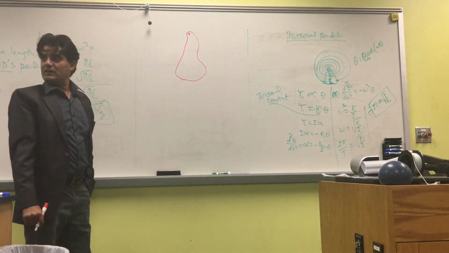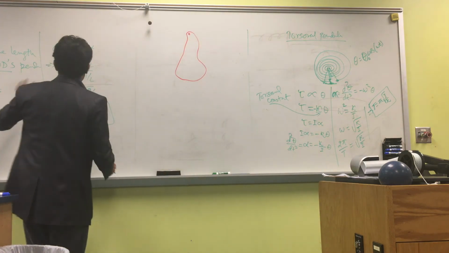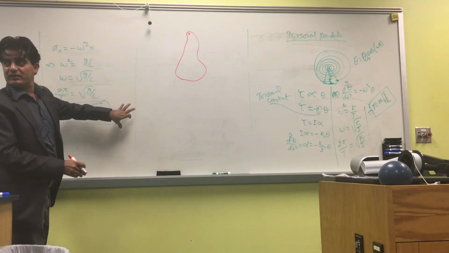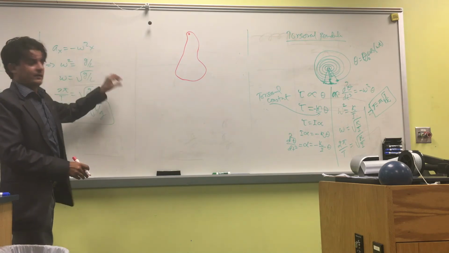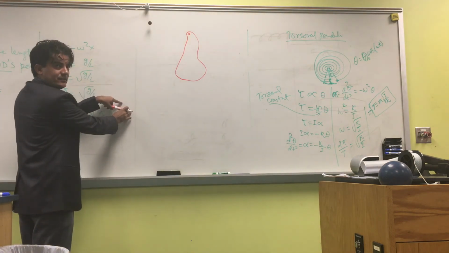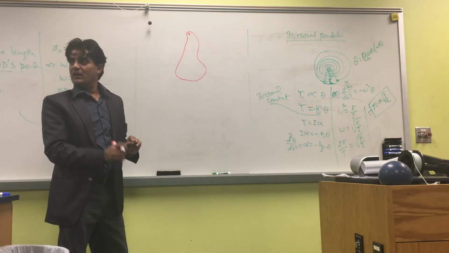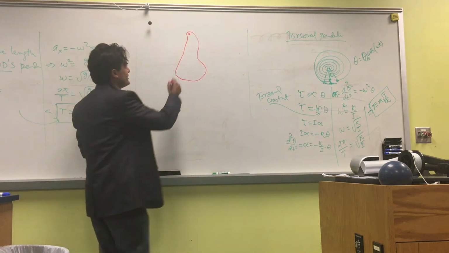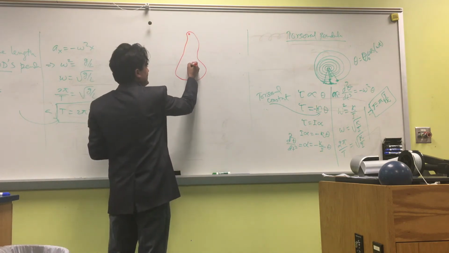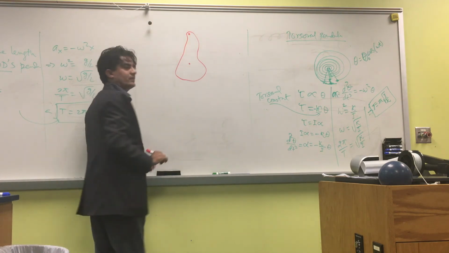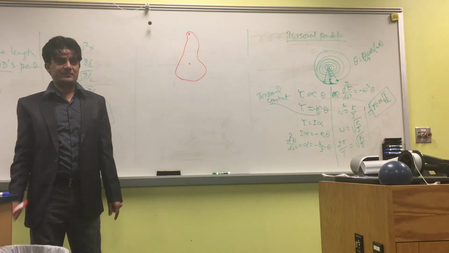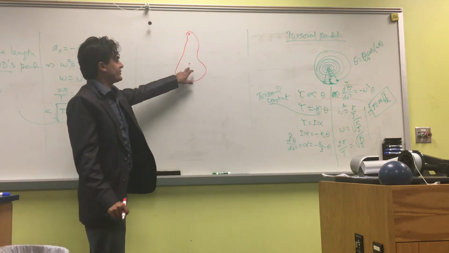Alright? So when it swings, remember, this pendulum was what? This pendulum was like a mass and a ball, isn't it? But now you have a weird shape. Now what happens is, it has a center of gravity somewhere here. Center of gravity we did last time, right? So this one is the center of gravity.